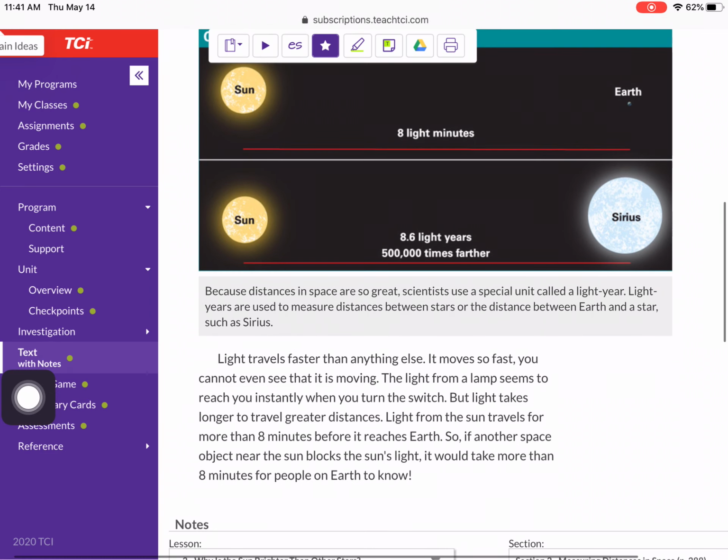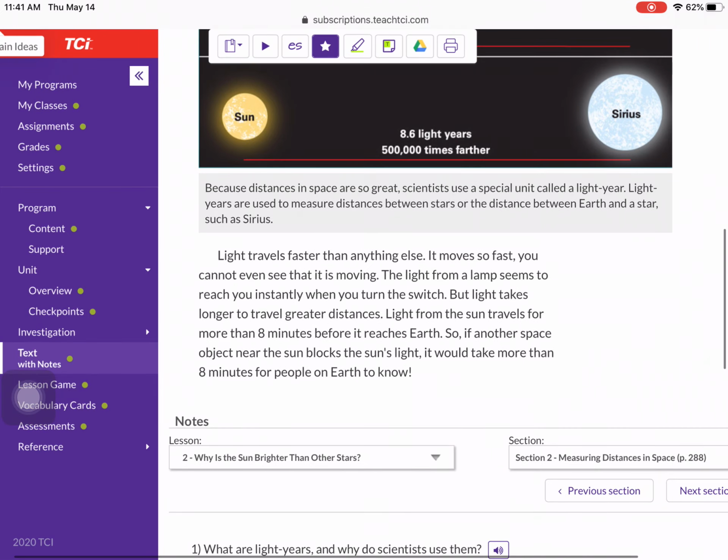Because distances in space are so great, scientists use a special unit called a light year. Light years are used to measure distances between stars or the distance between Earth and a star, such as Sirius.